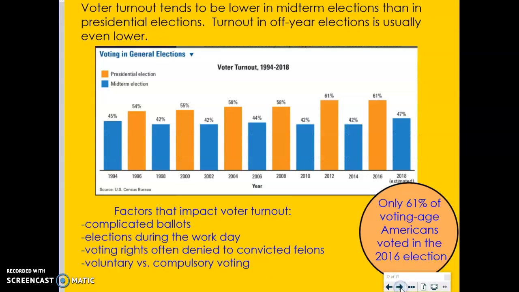Very important. And when we talk about voter turnout, it tends to be lower in midterm elections than in presidential elections. If you look at the graph from your books, you can take a further look there, but turnout in off-year elections is even lower. You can see presidential elections always have a little bit higher voter turnout, lower in midterm elections. The presidential election really gets people out to vote. Some factors that might impact voting are here. We do have different ballots from state to state. Our elections are held during the workday, and there are some other complicated things.